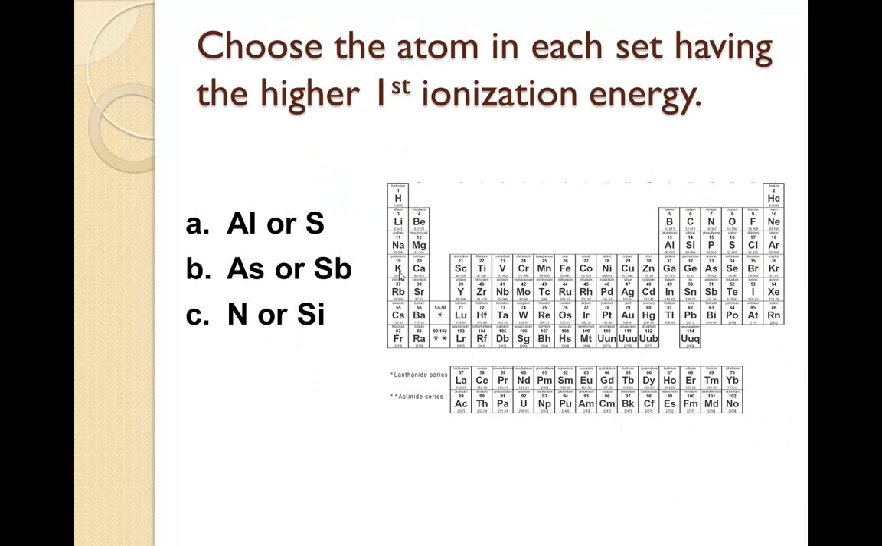Alright, so let's compare our ionization energies. Remember, the closer you get up here, the more energy it's going to take. So aluminum and sulfur. Sulfur is closest to that corner, so it's going to have the greater ionization energy. Arsenic and antimony. Arsenic is closer to that corner, so it's going to be a higher energy. And nitrogen and silicon. Once again, nitrogen is closer. And that's how you compare and predict the ionization energy comparisons.